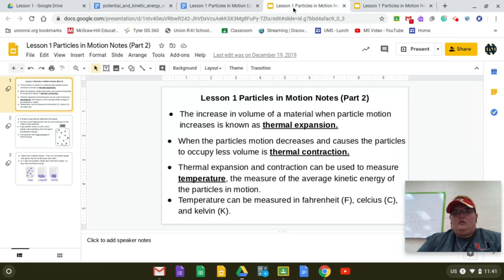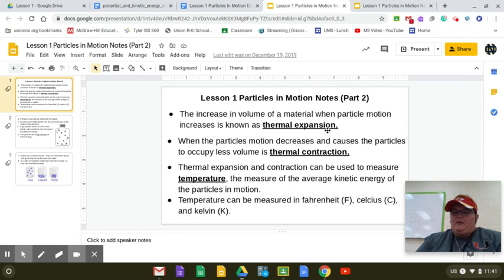The other is going to go along with our second set of notes here, and you can kind of use both sets of notes for both assignments. Since this is kind of a big topic, I broke it up into 2 sets of notes. So the second set of notes is particles in motion, part 2 here, and it's still continuing with the idea of how much energy something is going to have depends on how much heat is added or being taken away.